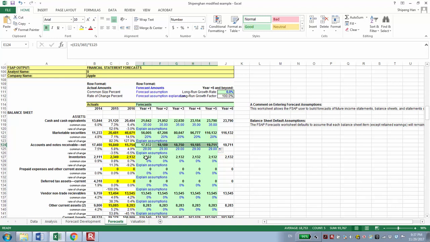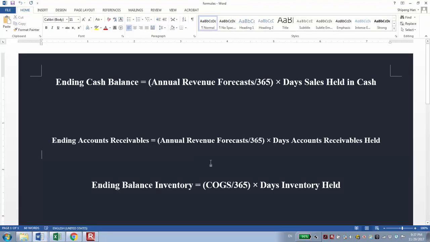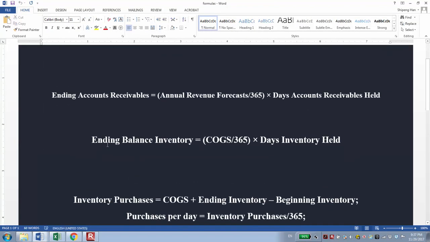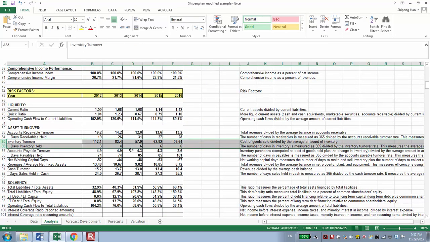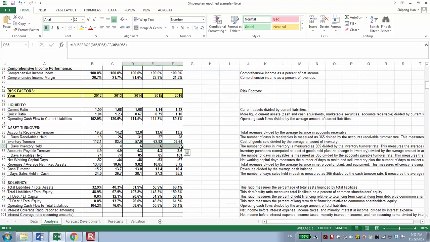The next one is inventory. Again, we also use a formula. So the third formula, to forecast the inventory, we just need the daily cost of goods sold multiplied by the number of days. Okay, so the number of days inventory, well, it's pretty fast, right? A week, actually 6 days. And 6 days was maintained for the past 3 years, so we keep using 6 days.